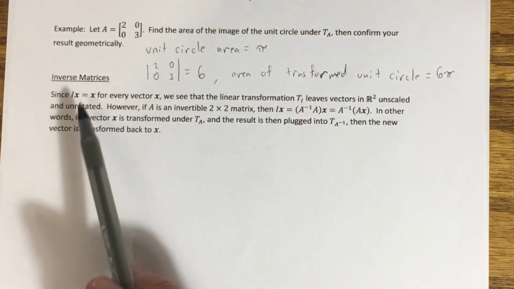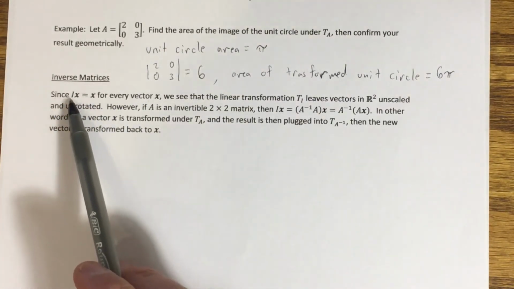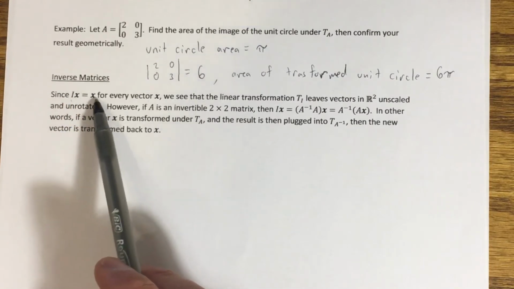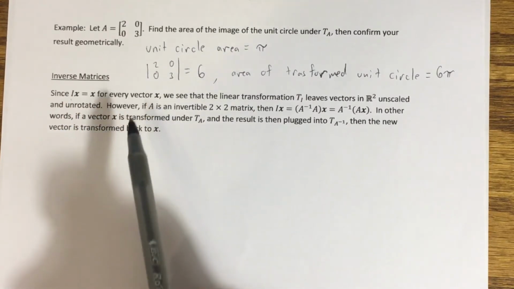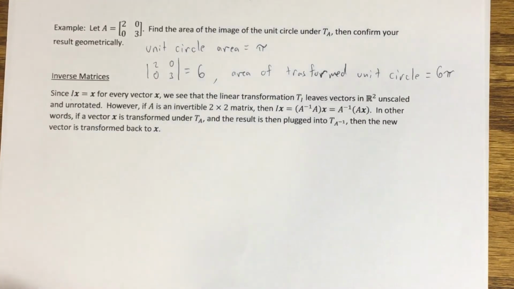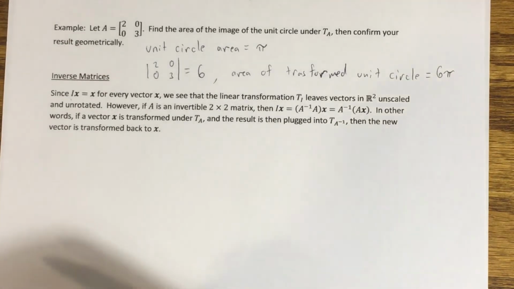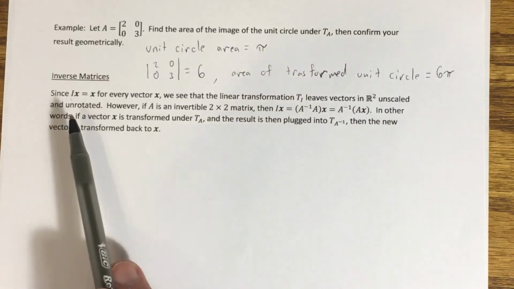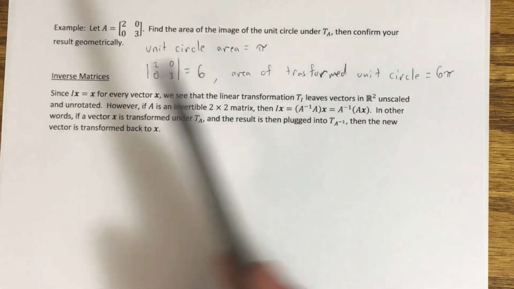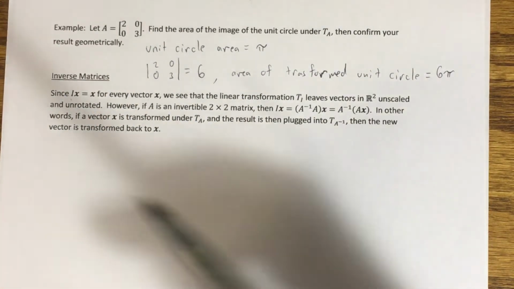So let's think about the identity first. If I is the identity, I times x is equal to x for every vector x. So if we think of I as the 2 by 2 identity matrix, what does it do when you multiply it by a vector geometrically? Well, the answer is nothing. It doesn't rotate it, it doesn't scale it, it leaves it alone.